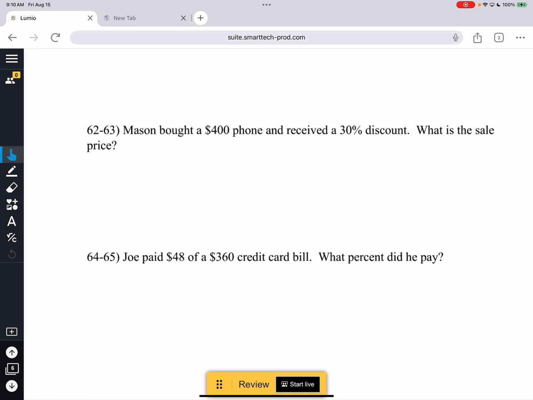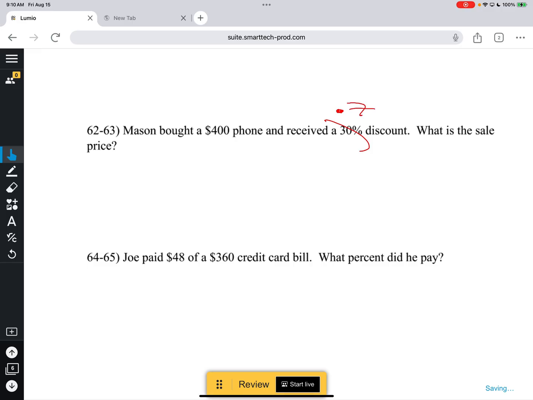Mason bought a $400 phone. Okay, been shopping. But he received a 30% discount. So he didn't have to pay the 30% discount. What did he have to pay though? 0.7. The 70%. Good. So we're going to have 0.7 for our percent.